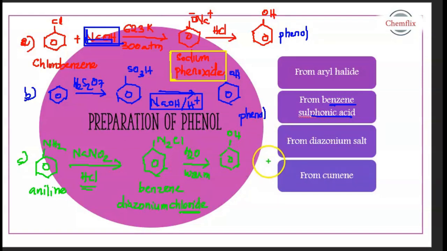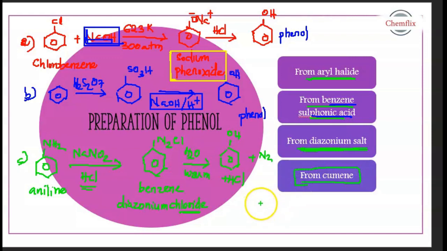So diazonium salts are hydrolyzed to phenols by warming with water or by treating with a dilute acid. This is the third method, from diazonium salt. So: from aryl halide, from benzene sulfonic acid, then from diazonium chloride. Next, this one is the commercial preparation, that is from cumene.